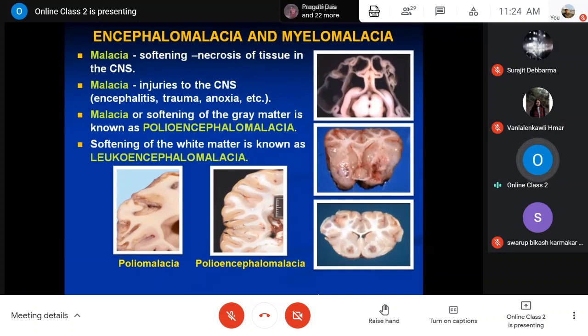Then when it is in the white matter, what we have already discussed, leukoencephalomalacia. As I am showing the different parts of the brain, white matter and gray matter, according to the different parts of the brain, these necrotic lesions have different terminology. Gray matter, polioencephalomalacia. When it is restricted to the white matter, then leukoencephalomalacia.